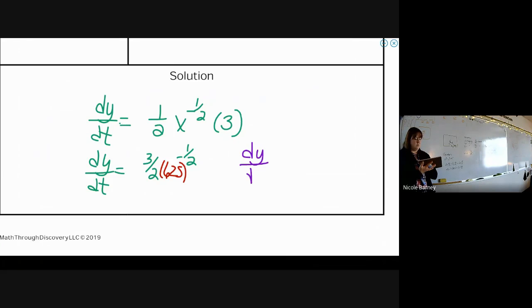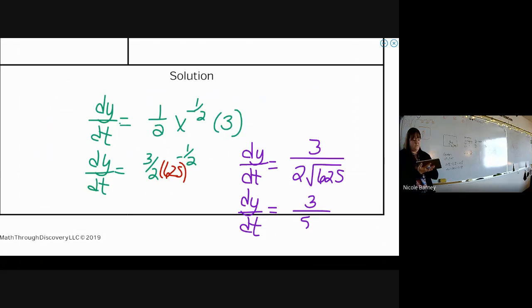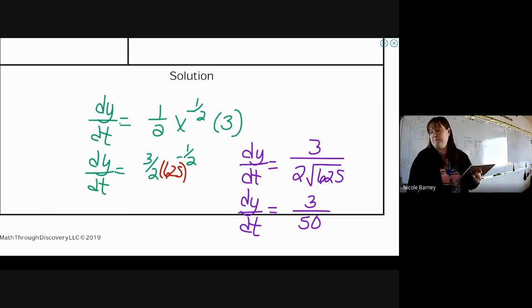This is 3 over 2 root 625. And the square root of 625 is 25. So that's what we just figured out, right? So this is 3 over 50. Is that what it's supposed to be? Yeah. Okay. Okay, we're going to do an AP problem now.